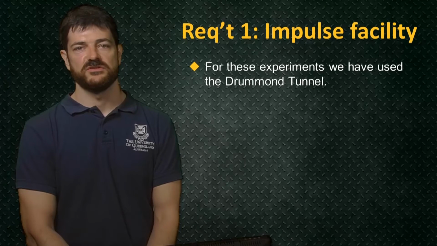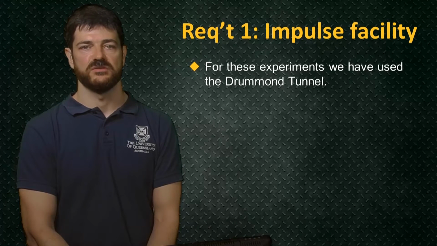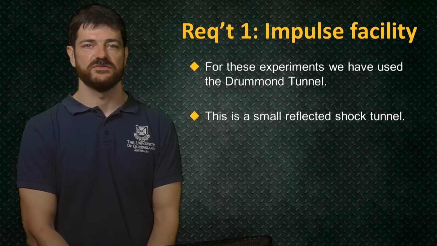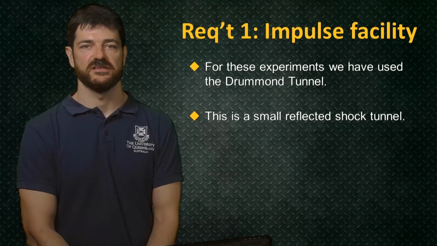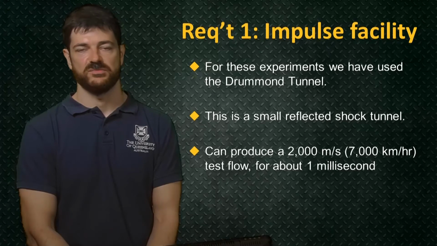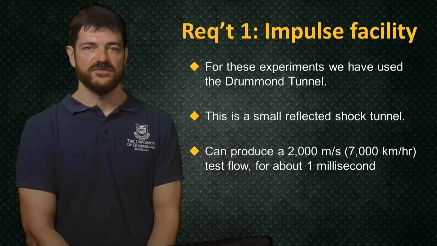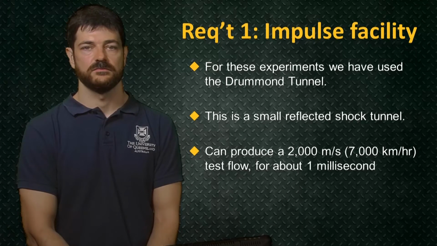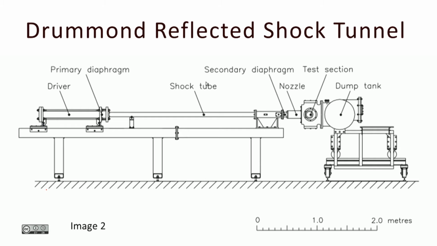For these experiments we are using one of UQ's reflected shock tunnels called the Drummond tunnel. Compared to our other facilities, this is a relatively small facility, approximately 6 meters in length. The facility can produce a 2 kilometer per second test flow, so that's approximately 7,000 kilometers an hour, for about 1 millisecond. The size of our core flow, which is the region of steady flow available to test our model, is about 60 millimeters in diameter. Here is a schematic of the Drummond tunnel. We'll shortly examine its operation, but first we will highlight some important parts of its hardware.